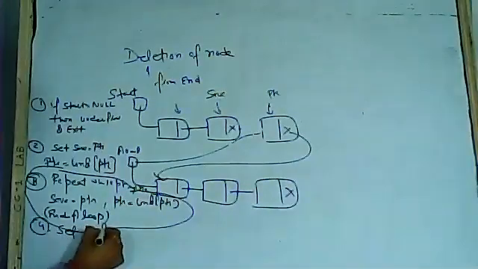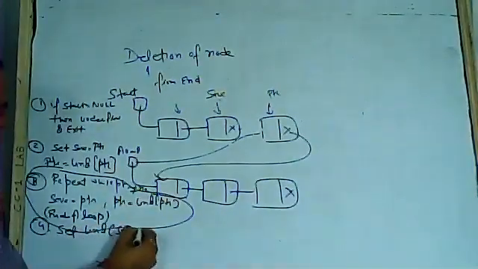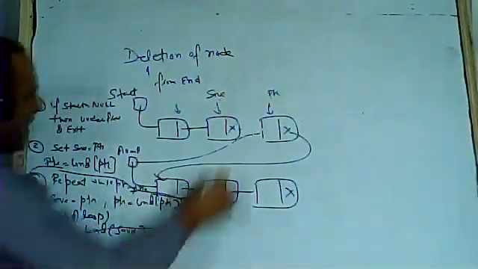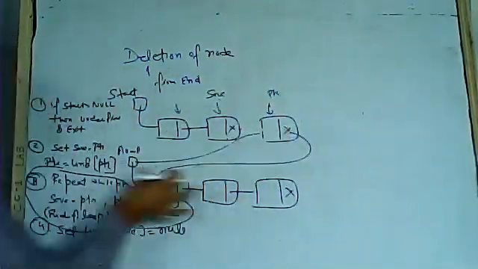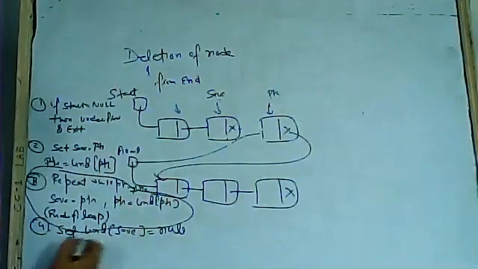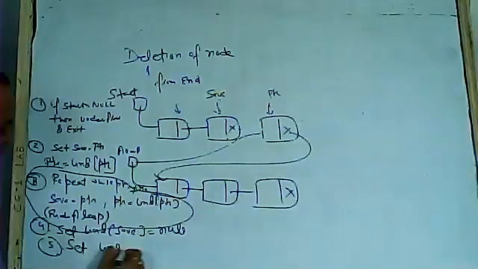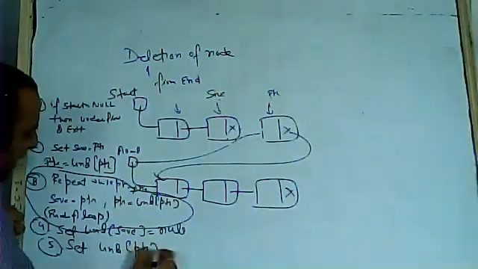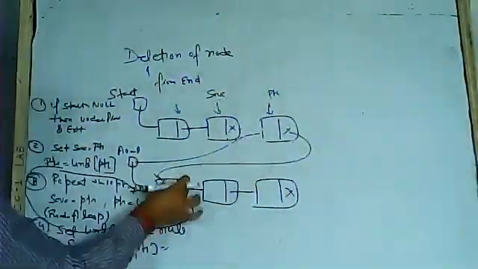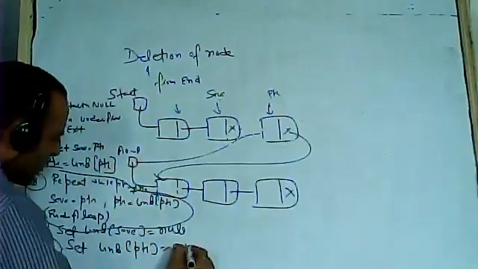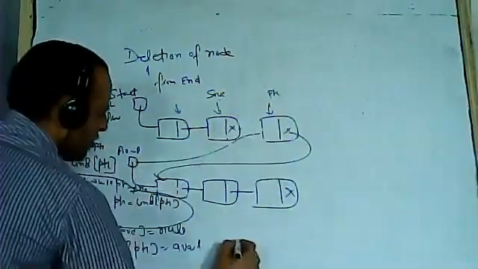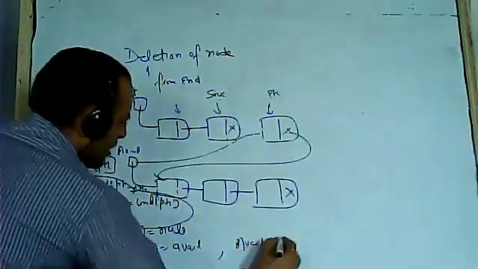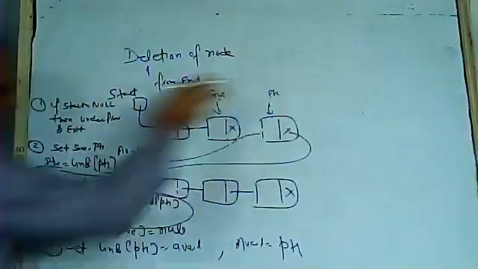Now what do I have to do in the fourth step? Set link of save equal to null. Yes, sir. Because this is now the last node I have deleted. Now I just have to put the pointer into avail. So what will the fifth step be? Please tell me. Set link of pointer is equal to avail, and avail is equal to pointer. First point the link of pointer to avail, then avail to this node.